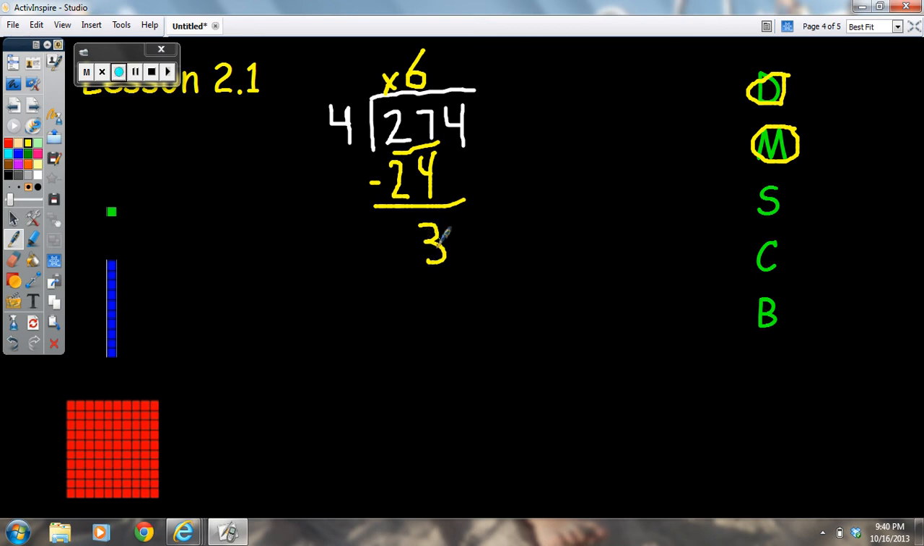At this point, with 3 tens left over, I need to ask myself, would I be able to put those 3 tens into 4 groups? The answer is no. So the next part, after I subtracted, is I need to bring down my 4. If we were using base 10 blocks, we would regroup those 3 tens with the 4 ones from the 274, combine them, and now we're left with 34 ones. And we would have to take 34 of these ones and divide them into 4 groups.